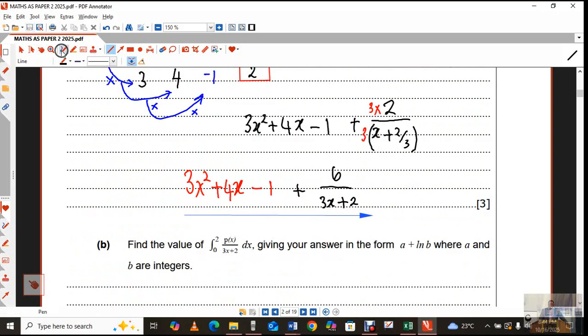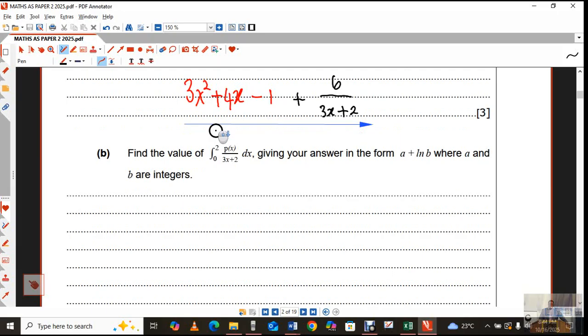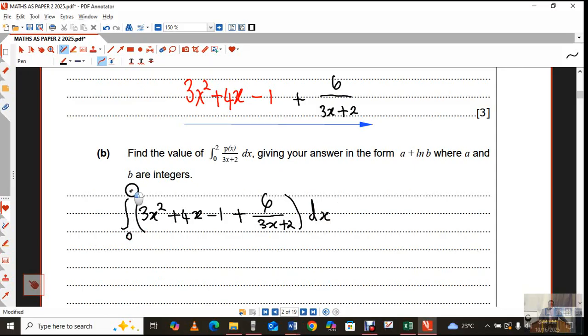Right, let's go to the B part, this is an extension. So it now says, hence, you are supposed to find the integral of p of x divided by that, but we already have divided the polynomial, and this answer that is over here is going to be the answer that we are going to write. So we're going to have 3x squared plus 4x minus 1 plus that 6 upon 3x plus 2, which is more than a couple of terms. So go ahead and put them in brackets, integrate that with respect to x, obviously from 0 up to 2. So this is a definite integral that we are supposed to calculate.